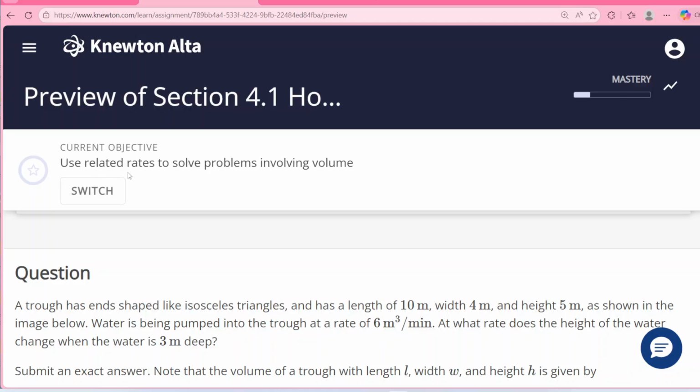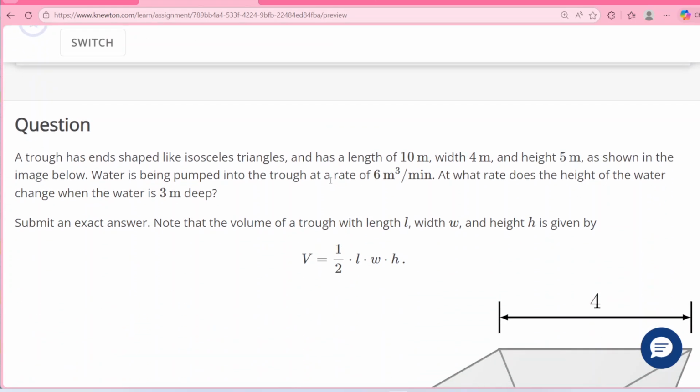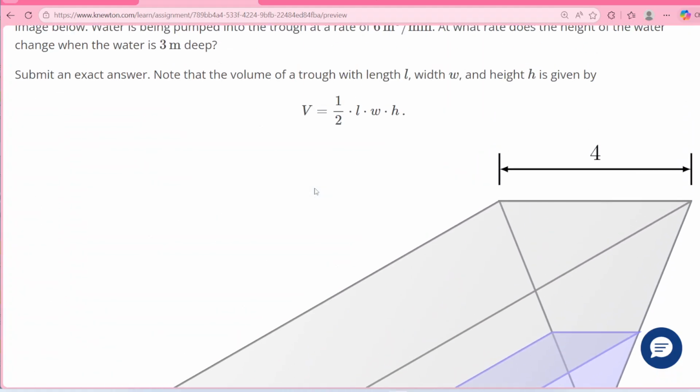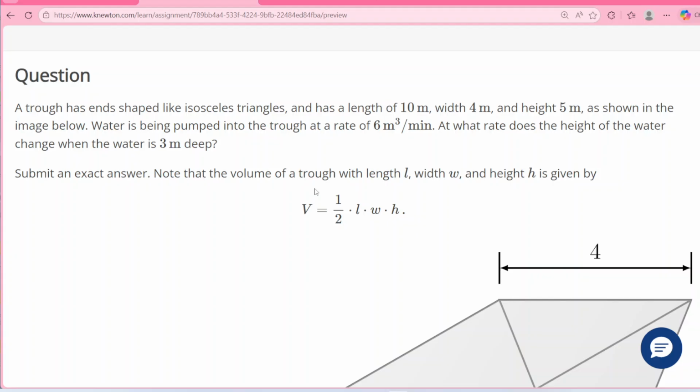All right, so this is use related rates to solve problems involving volume. So just like the area ones, we've got volume problems now. So now the volume of some object here, they explain it all, is changing with time. Right? It's more things that change as time goes on. You'll see minutes as the time units here in this question.